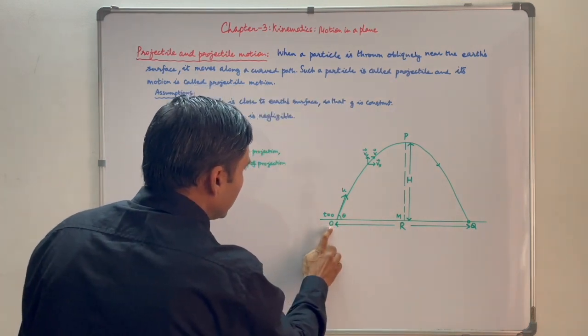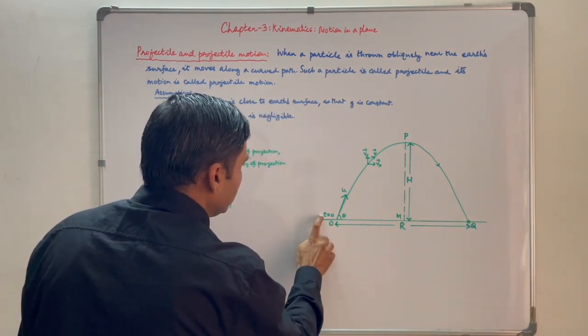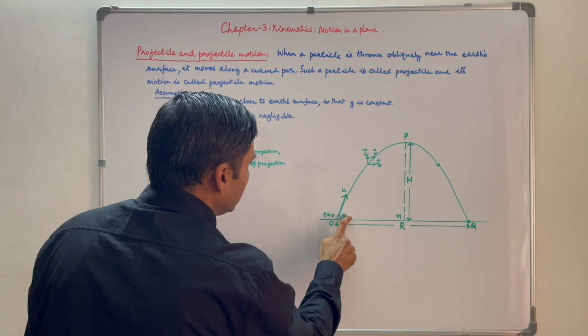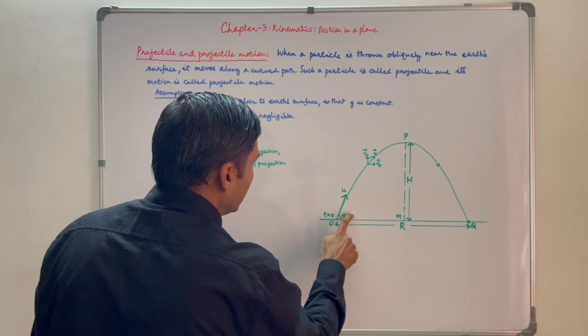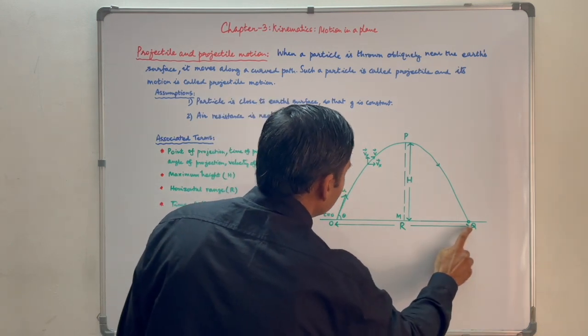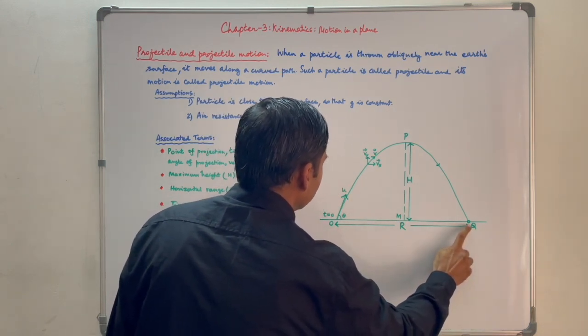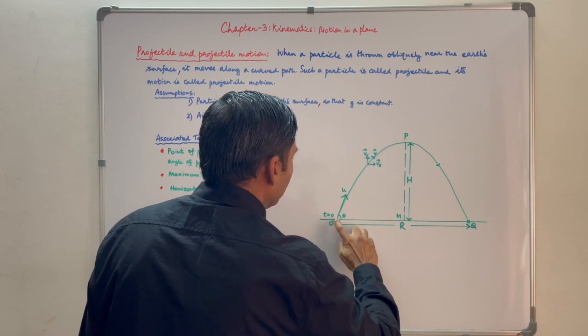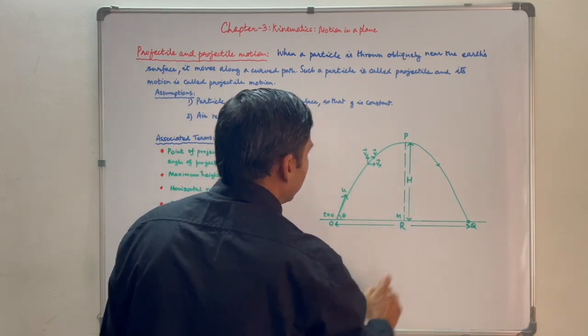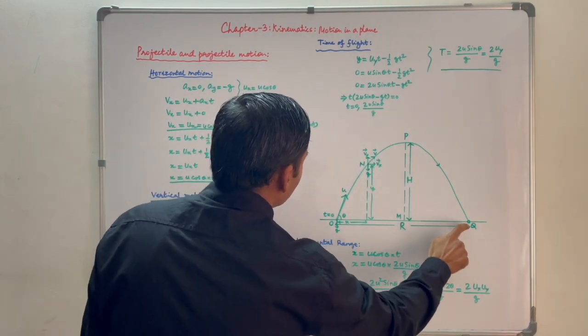Point O is known as point of projection, t is equal to 0 is known as time of projection, u is known as velocity of projection, theta is known as angle of projection, h is known as maximum height, r is known as horizontal range or range, and total time taken from point O to point Q is known as time of flight. Let us analyze this motion.